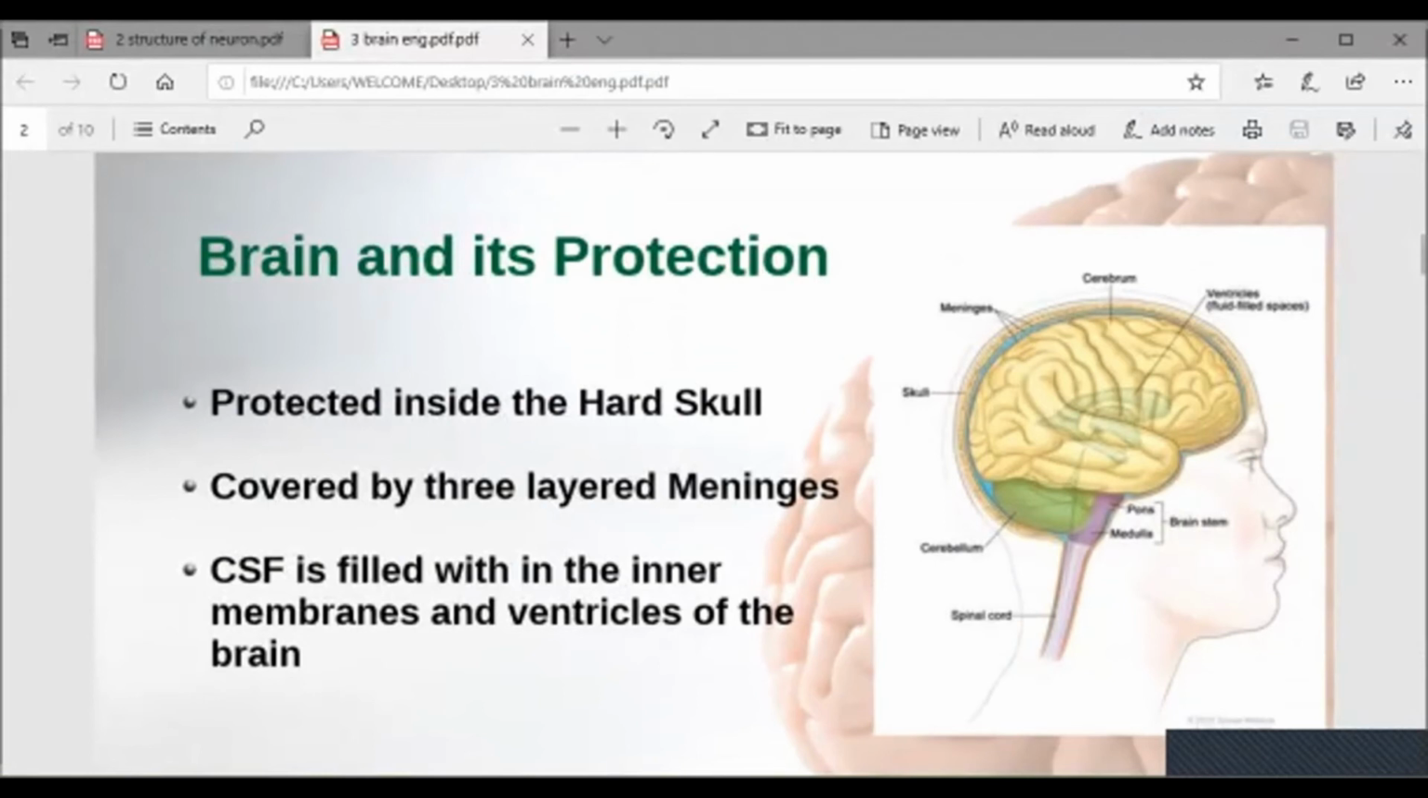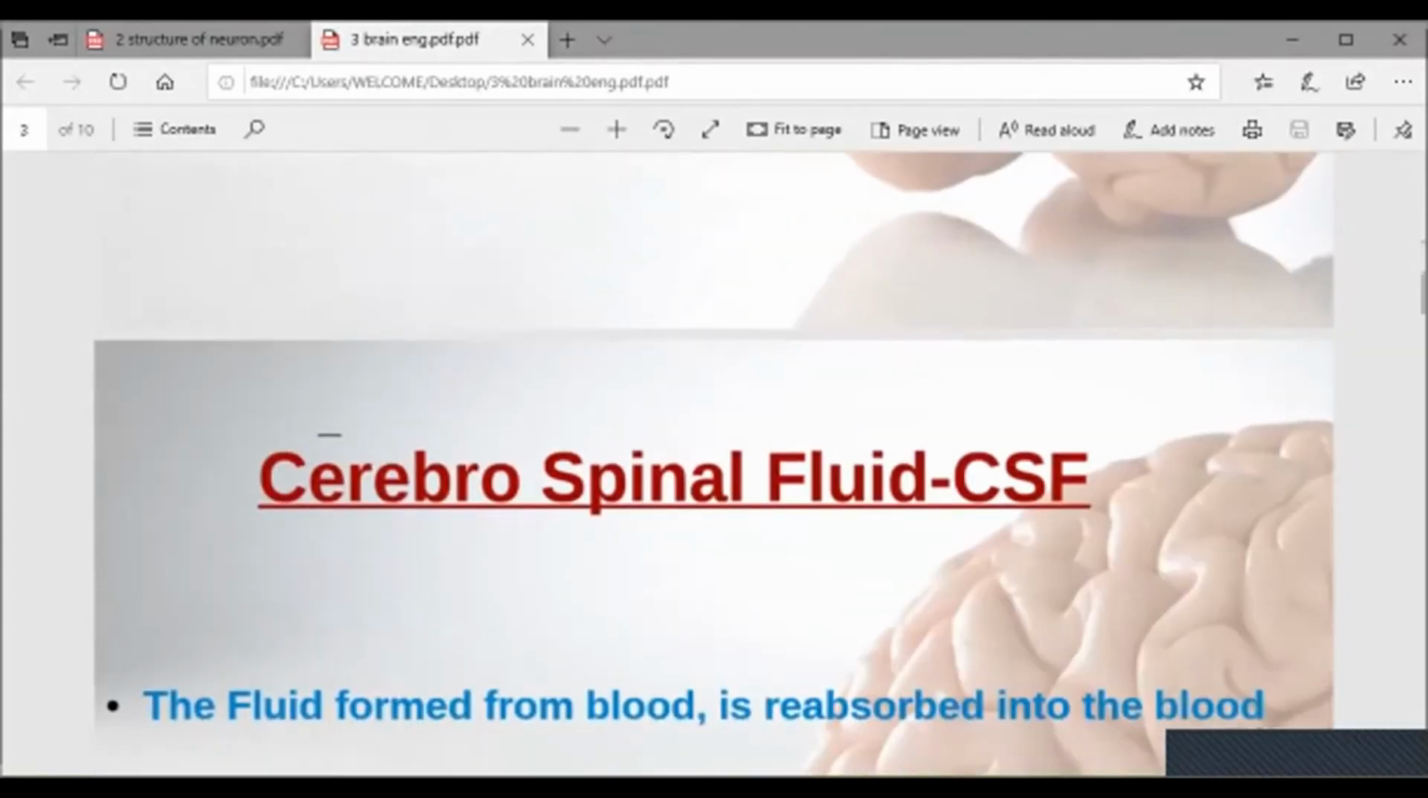And in between the meninges, what is present? CSF. CSF means cerebrospinal fluid, which is filled within the inner membranes and ventricles of the brain. Okay, so cerebrospinal fluid is present in between the membranes, inner membranes and the ventricles of the brain.